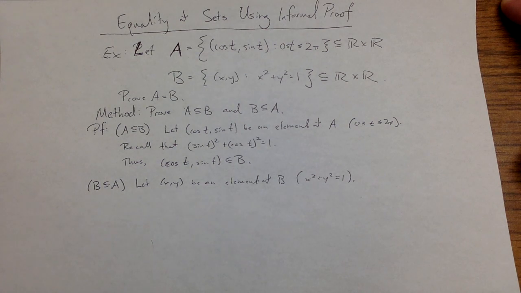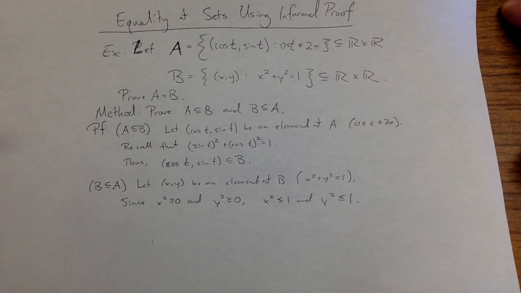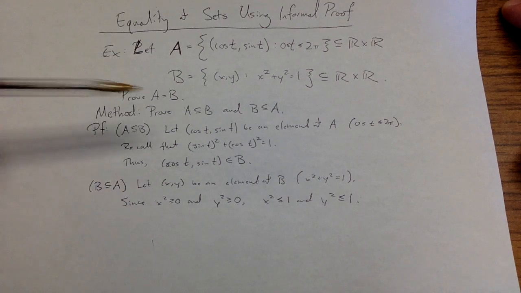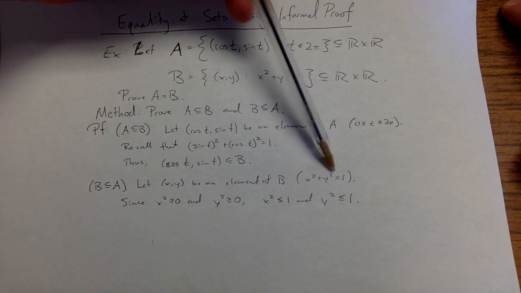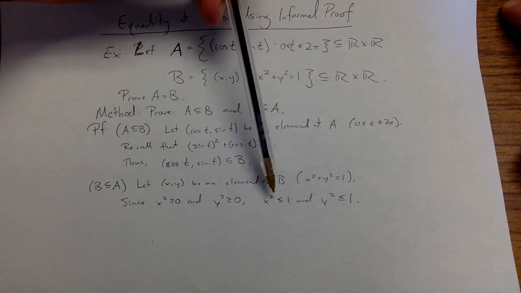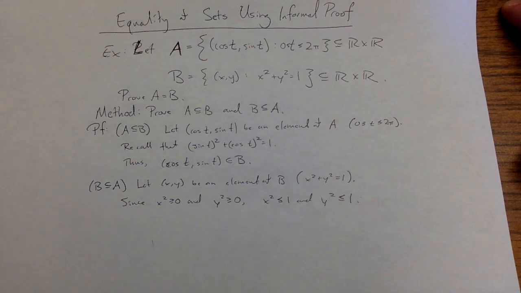So what I can do is let (x, y) be any element of B, and that means all I know about x and y is that x squared plus y squared is equal to 1. However, since I know that x squared and y squared are non-negative, this does mean that x squared and y squared are also at most 1. If I take any real number and square it, I will get a non-negative real number. Same with the y. And that means that if I'm taking x squared plus a non-negative number to get 1, it means that I'm actually at most 1, the x squared. And same with the y squared.